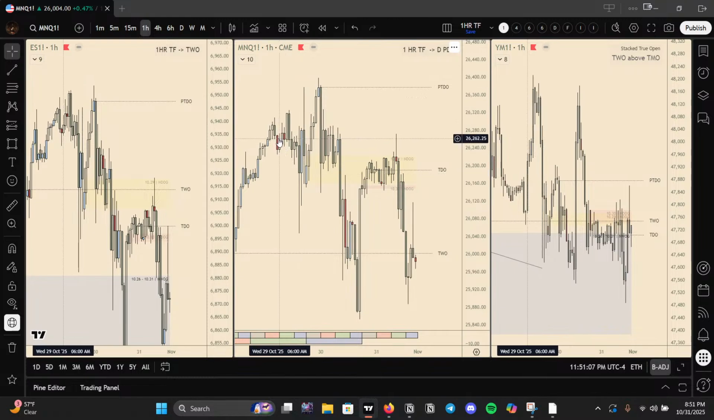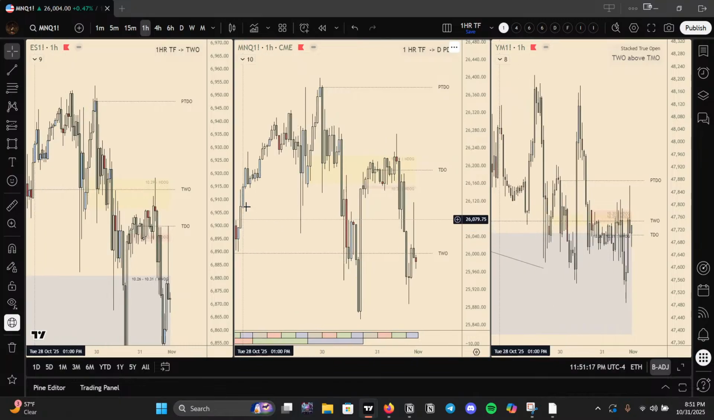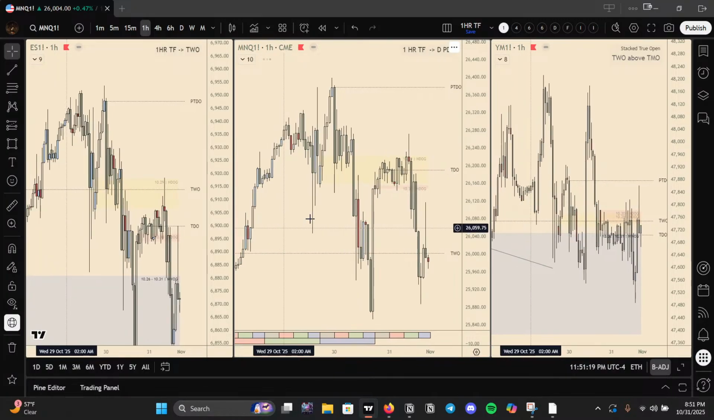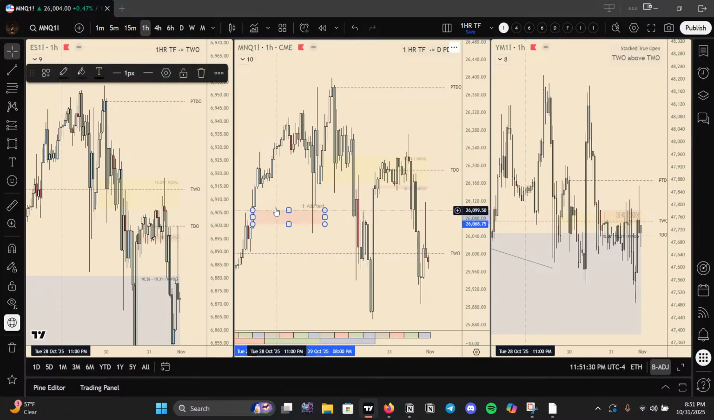That's the only trade that in my opinion was viable on Wednesday, was long on the 2 p.m. candle. If I'm being completely honest with you, and then also you have it trading into this fair value gap as well. All right, so there's that.